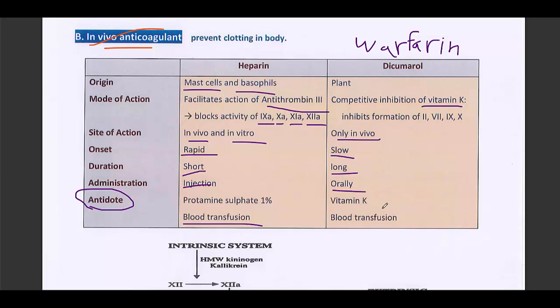The antidote of warfarin or dicumarol, as it is a competitor with vitamin K, of course will be vitamin K. And the antidote also will be blood transfusion. If you forget this information, it is not a big deal. You can just memorize that if I want everything to get back again, just make a blood transfusion. Yes, that's it simply.